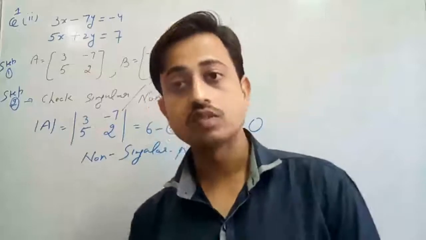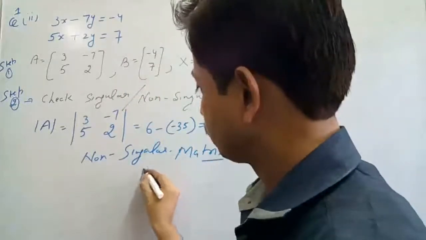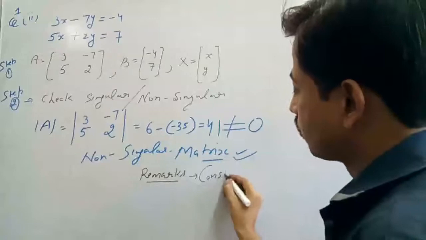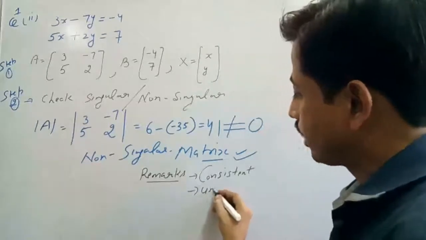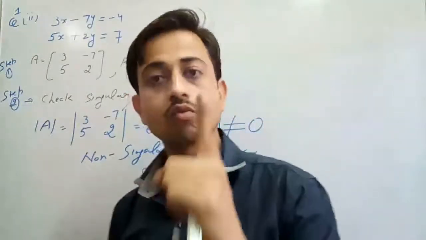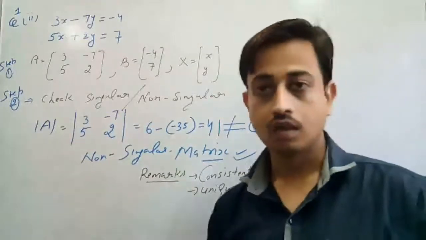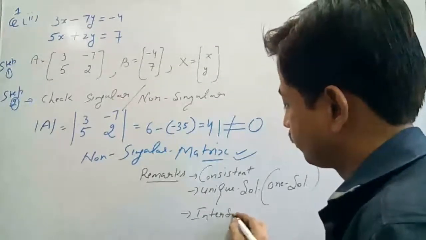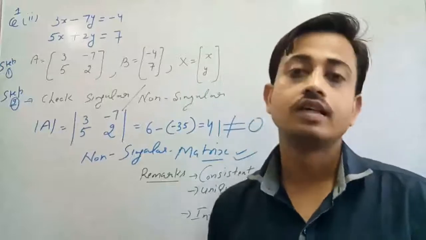And if you get a matrix which is non-singular, then you have to note the following points. First point is, you get a consistent system of solution. Second point is, you get a unique solution. Unique solution means you get one solution. And third one is the nature: lines are intersecting. You get lines which are intersecting.